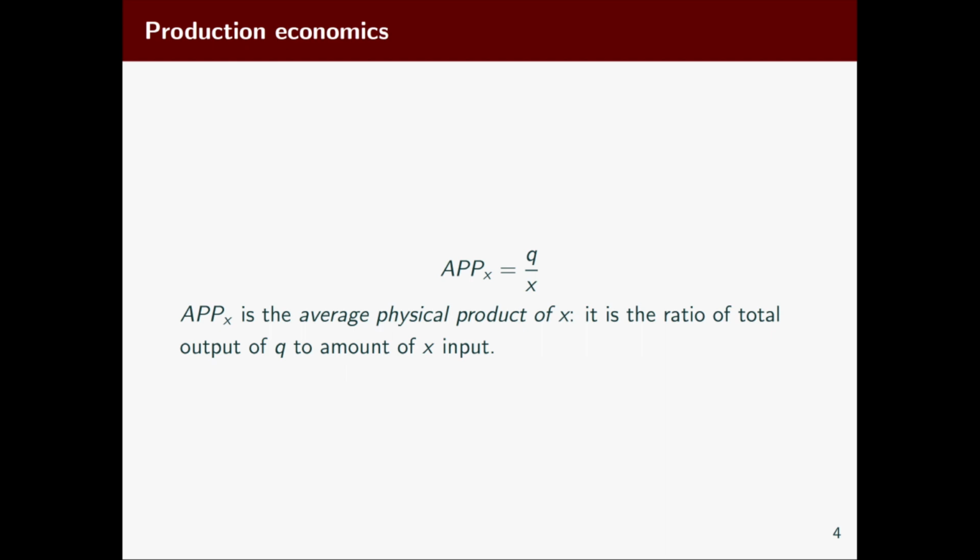Average physical product is a lot easier to calculate. It is just the ratio of total output to the amount of some input. So the average physical product of X is going to be our production at some level. And at that level of production, we just divide that by the amount of input that we're using to reach that level of production, and we're going to get this APP, average physical product.